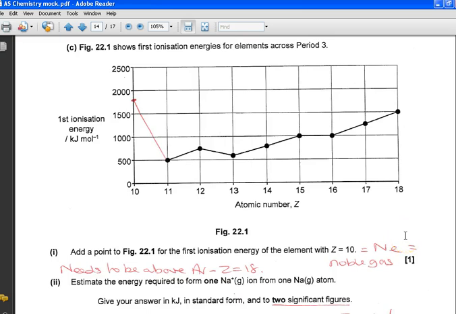Ionization energies for elements across period 3. You're asked to add a point for the first ionization energy of the element with Z equals 10. As you go down a group, ionization energy decreases, and that applies to any group. Z equals 10 is the noble gases, so it's neon. So it has to be higher than this value here, 1,500. Anywhere above 1,500 would get you that mark.